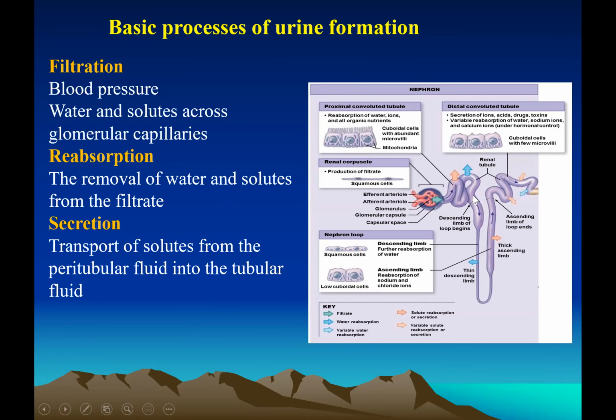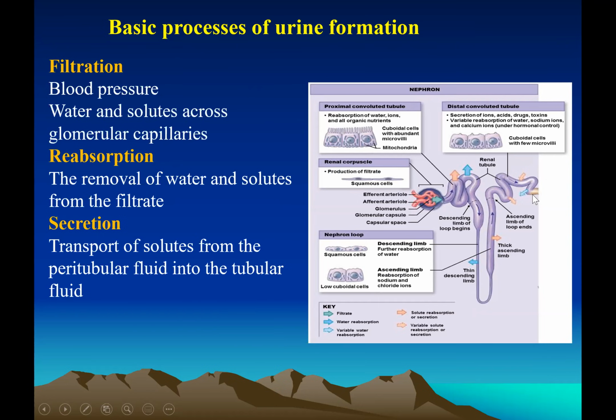And then there's this interesting structure called the loop of Henle, named after the scientist. This is the descending loop of Henle, and the ascending loop of Henle. The descending loop is made up of simple squamous epithelium. The ascending loop is made up of cuboidal cells.